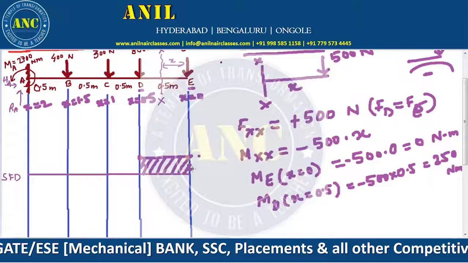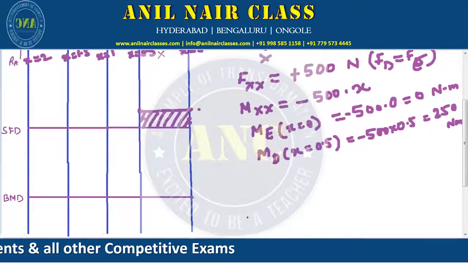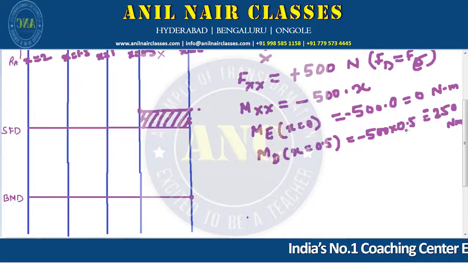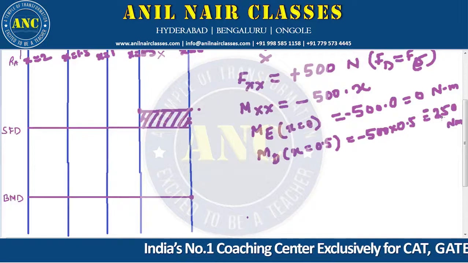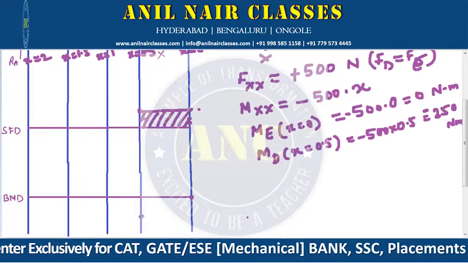Okay. Now I'll go to moment. Moment at E. This is E, right? At E is 0. So this is 0. Whereas at D it is minus 250, right? Minus 500 into 0.5 is nothing but minus 250. So minus 250 means on the downside, say minus 250 is here.